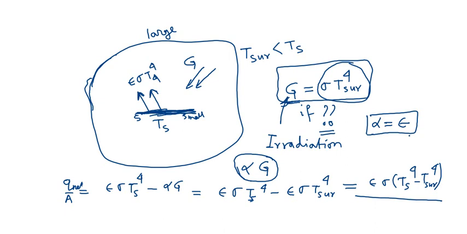For a special case we have considered, if the plate is small and the large enclosure is there, then definitely we can say that the net rate of heat transfer will be epsilon sigma into Ts to the power 4 minus T surrounding to the power 4. The important thing that you have to remember is that this temperature must be expressed in Kelvin.